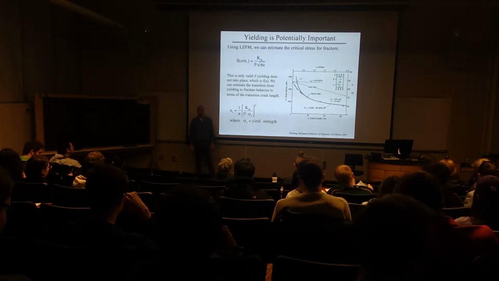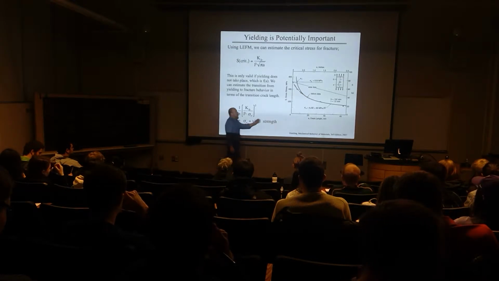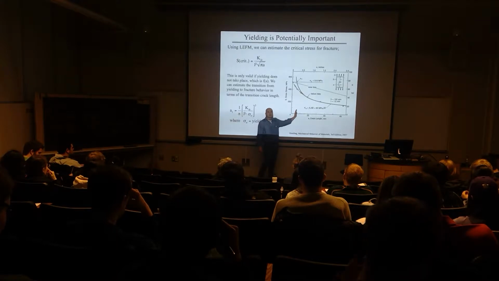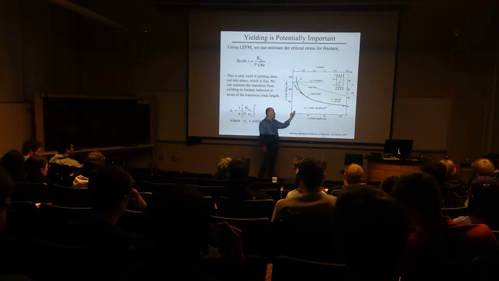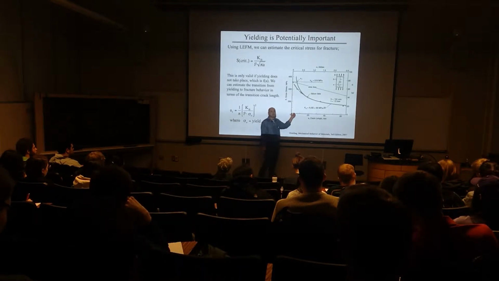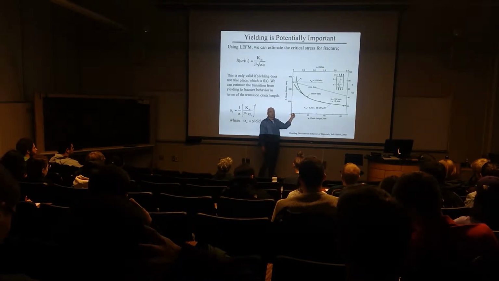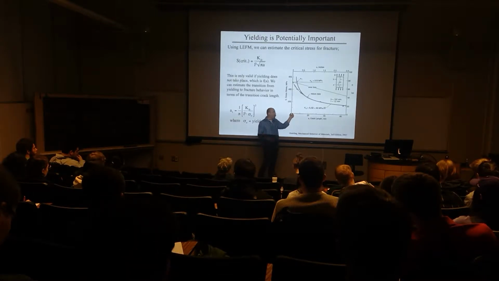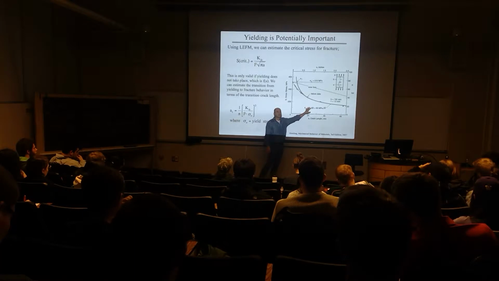Okay? We like to look at this value because it tells us something about how flaw sensitive this material is. The smaller the transition flaw length becomes, the more flaw sensitive we say that material can be, because it says all flaws can contribute to fracture by linear elastic fracture mechanics.